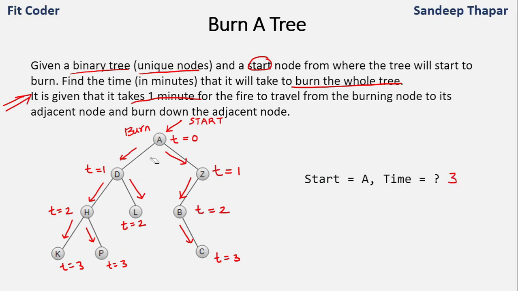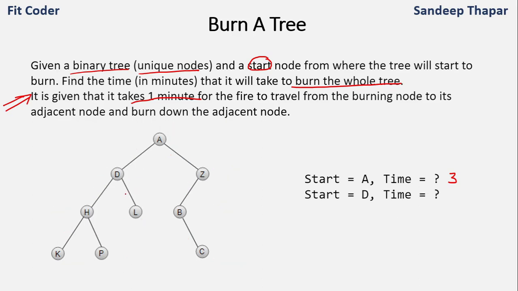Let's take one more example. So let's say the start node is D. So we start the burn from node D. So t equal to 0, we are at node D. Now at t equal to 1, the fire will reach A, H and L. So here important point to note is that fire can travel up the tree as well. So if we start fire at D, fire will go up the tree to node A as well.